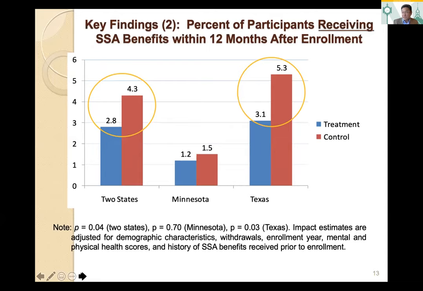Similarly, for the percent of participants receiving SSA benefits within 12 months after enrollment, in the two states, we see that the treatment group only had 2.8% receiving SSA benefits compared to 4.3% in the control group. This difference also is significant at the 5% level, so p here is 0.04. And I've also shown you that in Texas by itself, we see a significant difference. In the treatment group, 3.1% received SSA benefits within a year compared to 5.3% in the control group.